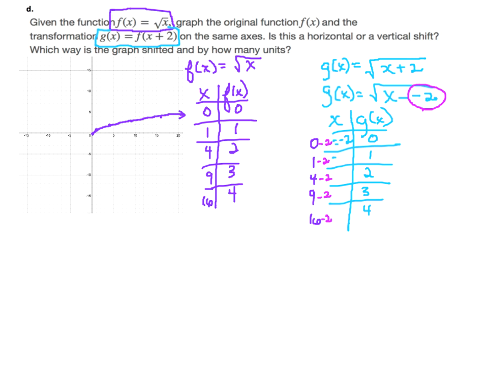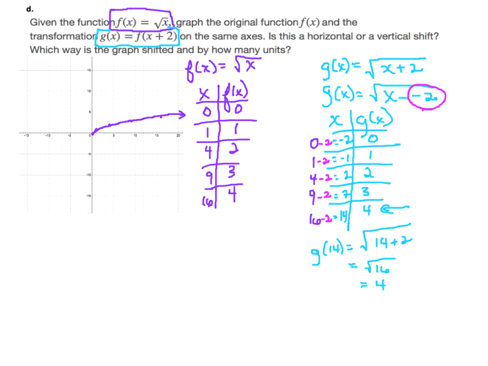And I end up with my new input values of -2, -1, 2, 7, and 14. And let me just prove to you that you get the same output values. So if I do, let's say, g of 14, that's the same thing as 14 plus 2, the square root of that, square root of 16, which is 4. You get the same output values. The only thing that's changed is your input.